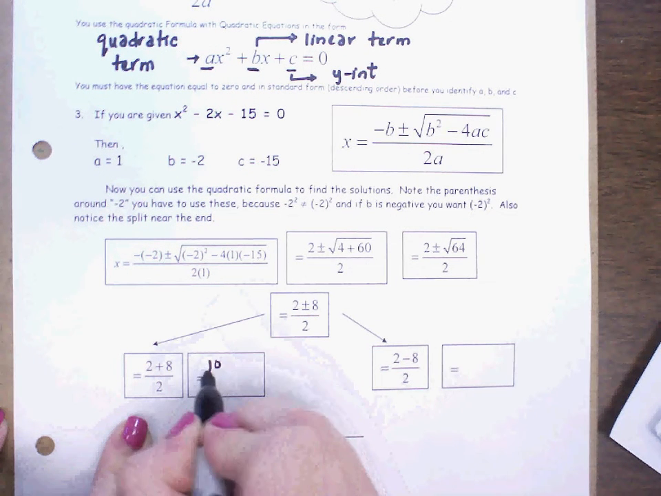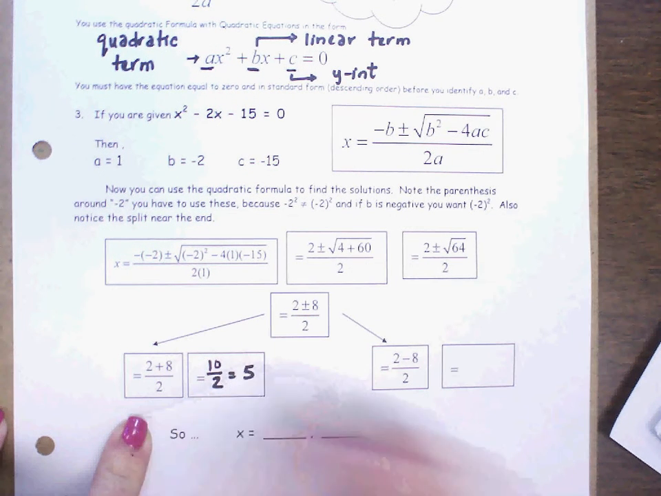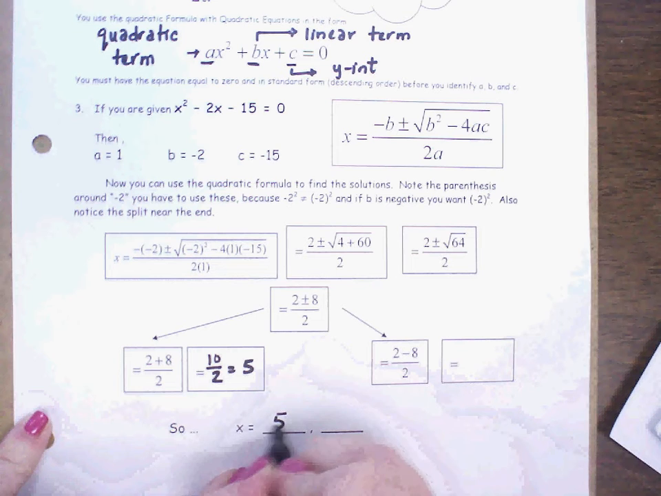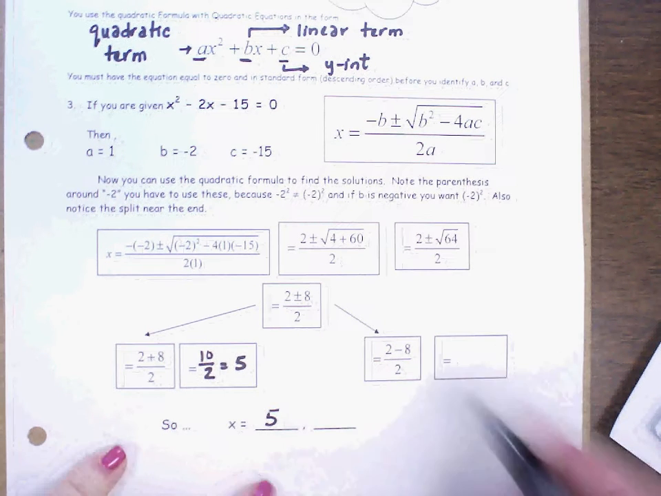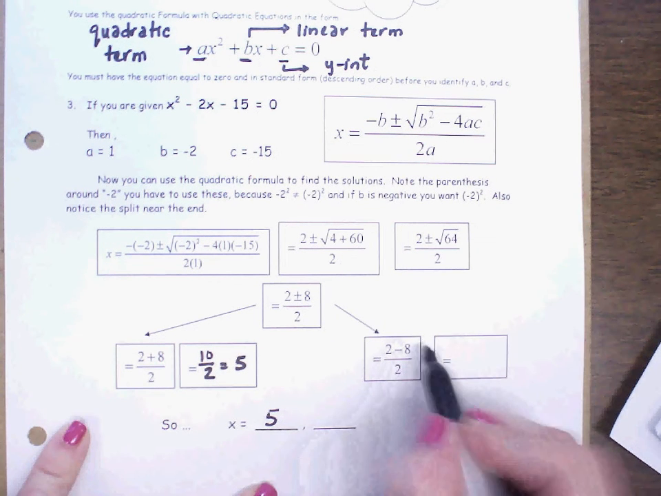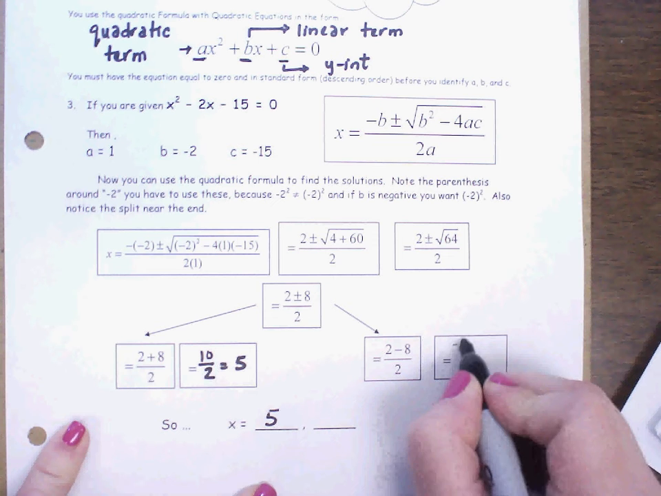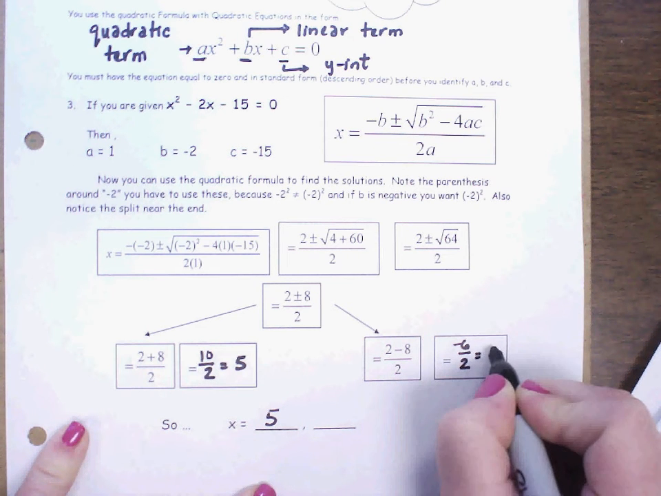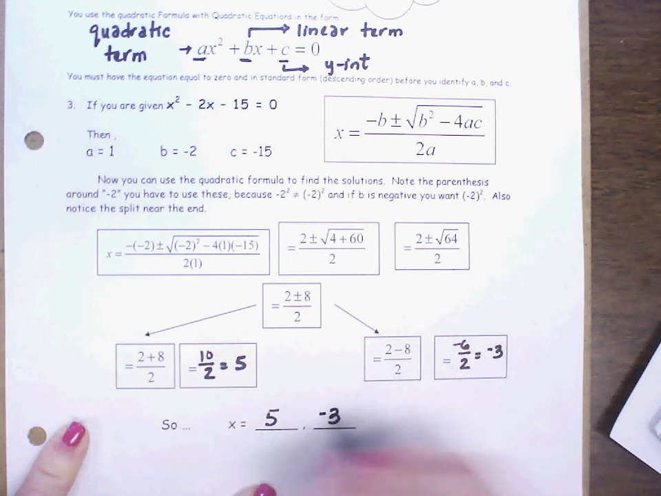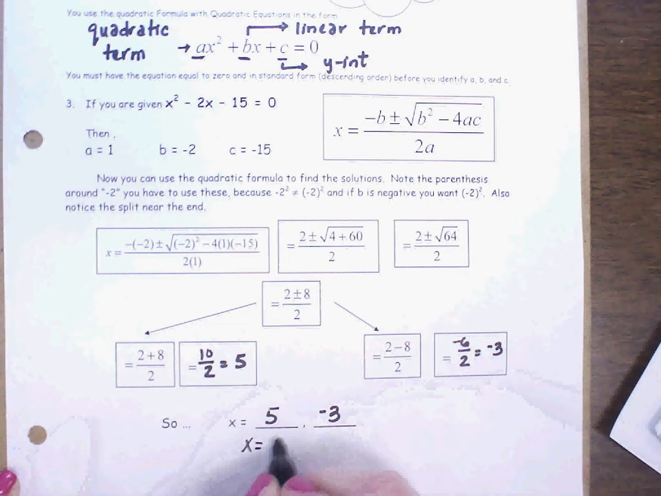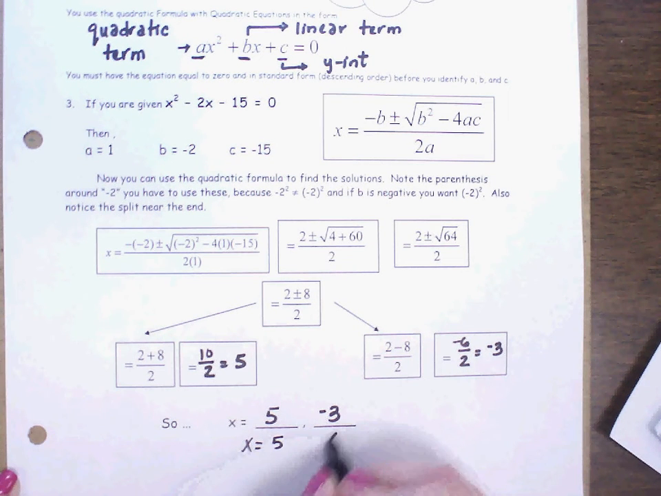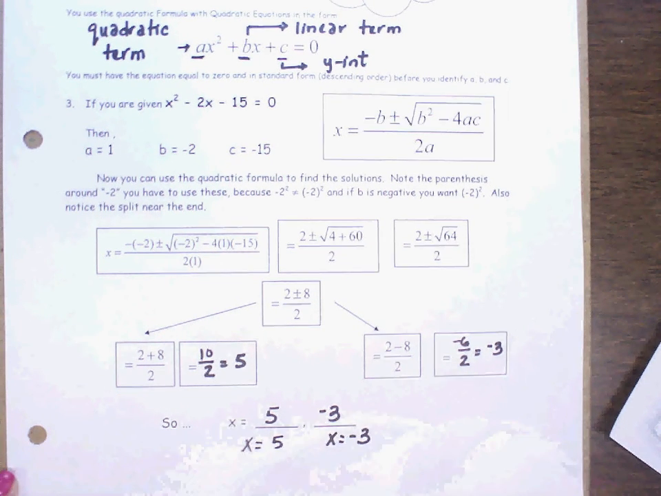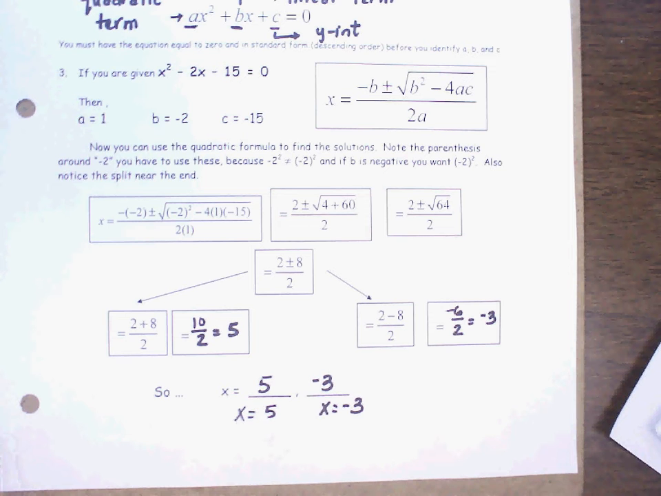So it would be 2 plus 8. That would be 10. And 10 divided by 2 would equal 5. So one of these zeros would be 5. And then it would be 2 minus 8, which is negative 6. And negative 6 divided by 2 would be negative 3. So now I have two zeros, which are 5 and negative 3.